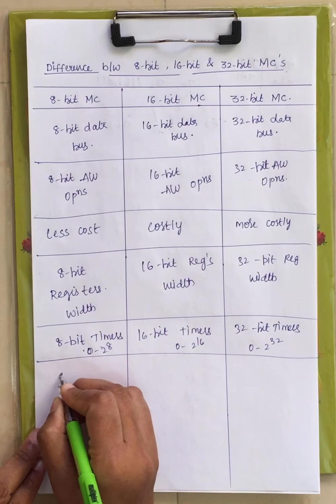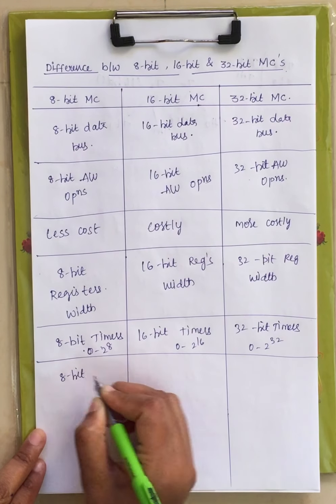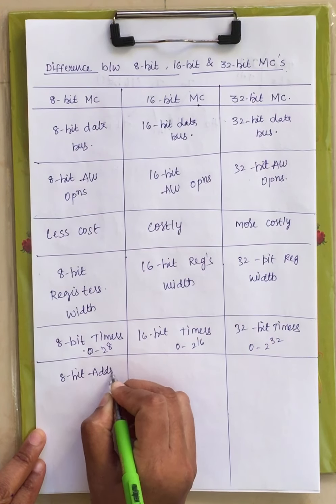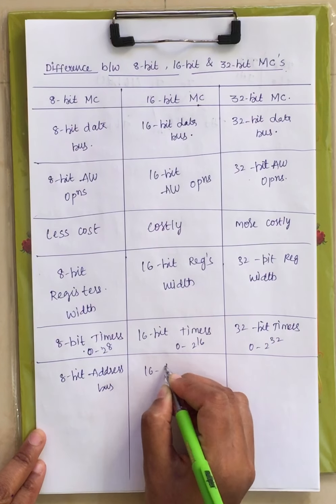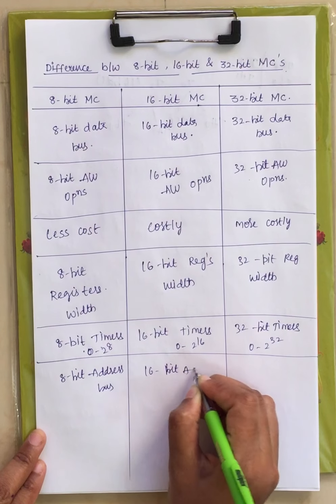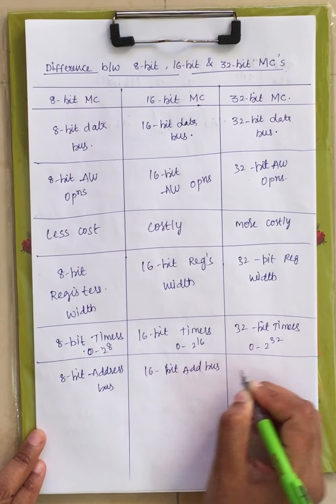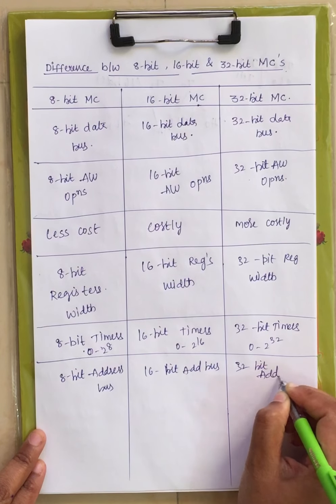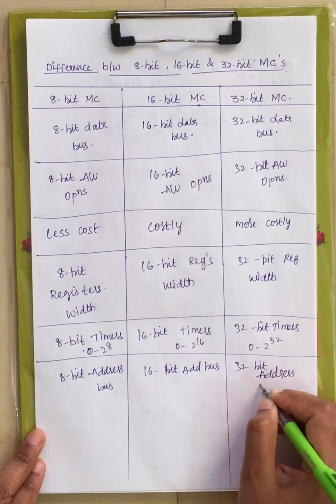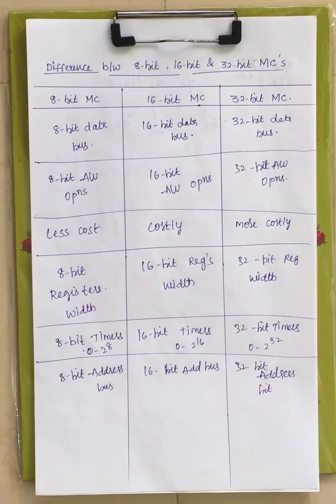Now coming to the next difference between 8-bit, 16-bit and 32-bit microcontrollers: here you will have an 8-bit address bus, here a 16-bit address bus, and here a 32-bit address bus, right? But here also you may get a doubt, ma'am, 8051 has a 16-bit address bus, right? But we are saying an 8-bit microcontroller contains an 8-bit address bus.